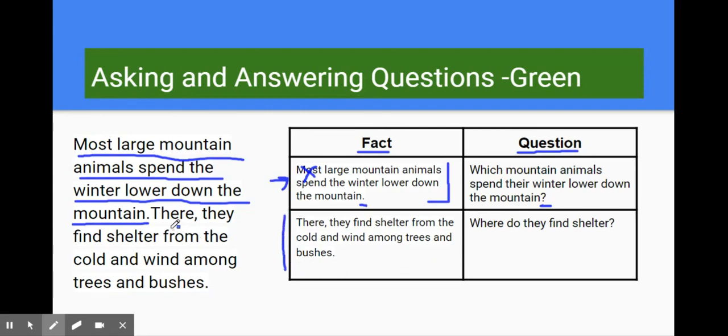Next, we're going to take this second sentence. Let's use a different color. We're going to take the second sentence and restate it to create a question. All right. There they find shelter from the cold and wind among trees and bushes. Where do they find shelter? Now, we already know that they spend their time down the mountain. And we know that here it states that they find shelter among trees and bushes. So we are creating questions from information that the author has already given us, and it already has the answer. We're just restating the fact. This helps us to recall or remember what we have read.